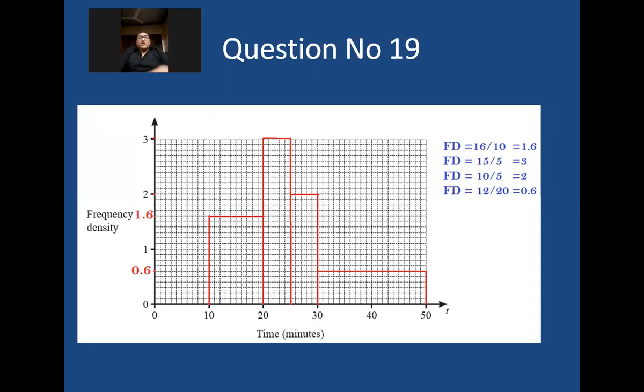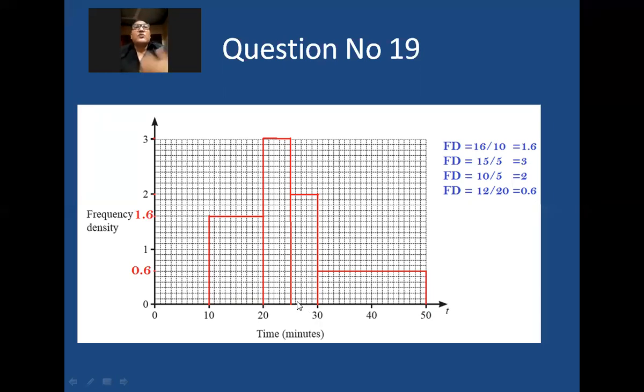So on the y-axis, we will take the frequency density. On the x-axis, we have the time value. From 10 to 20, the frequency density is 1.6, so I will draw a bar here. And from 20 to 25, the frequency density is 3, so I have drawn this bar. From 25 to 30, the frequency density is 2, so I have drawn this bar. And from 30 to 50, the frequency density is 0.6, so I have drawn this bar.